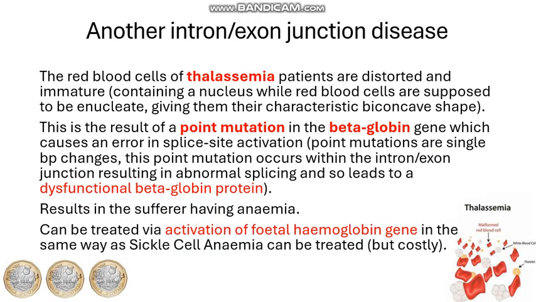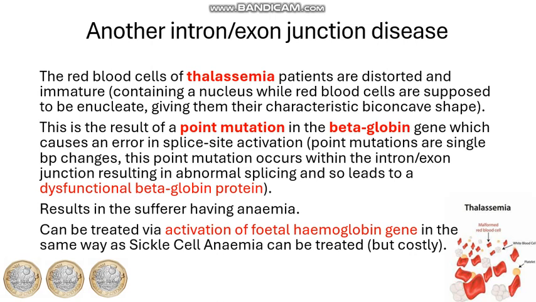Another example of a splice site mutation creating a dysfunctional protein is the case of thalassemia, where red blood cells in the patient are distorted and immature, containing a nucleus, while red blood cells are typically enucleate, which gives them their biconcave shape. If you look at the image on the bottom right, it shows what blood cells look like in thalassemia, instead of normal healthy red blood cells, which have an hourglass kind of shape because they do not have a nucleus.